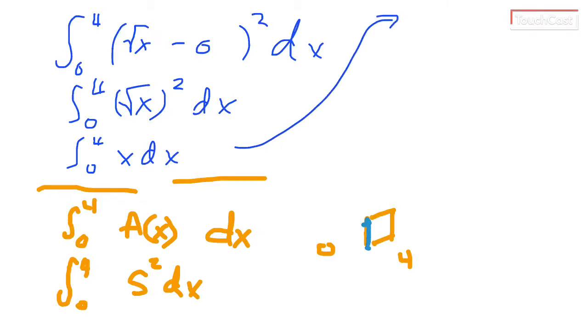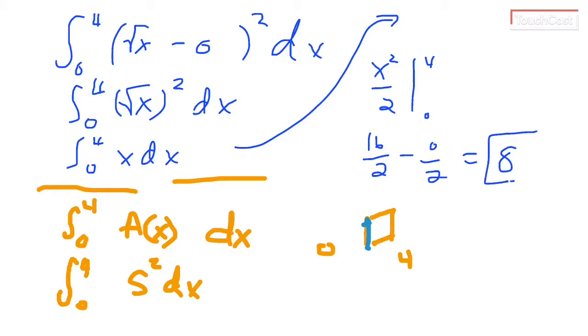She's going to need an antiderivative for x. Well, that's not so bad. X squared over 2, evaluated from 0 to 4, which is going to be 16 over 2 minus 0 over 2. Has a volume of 8 cubic units.